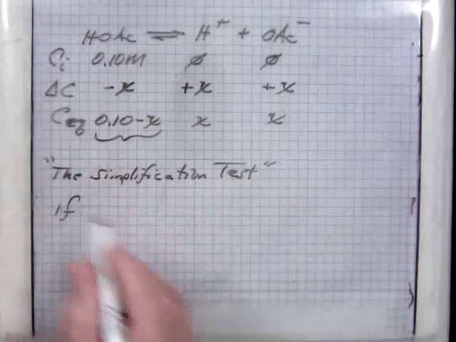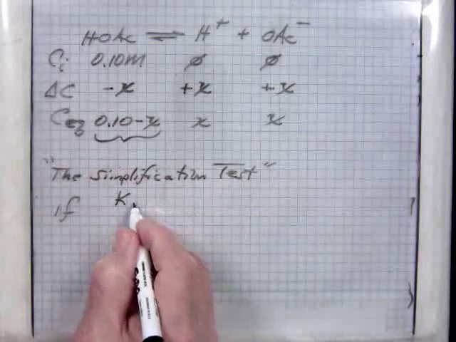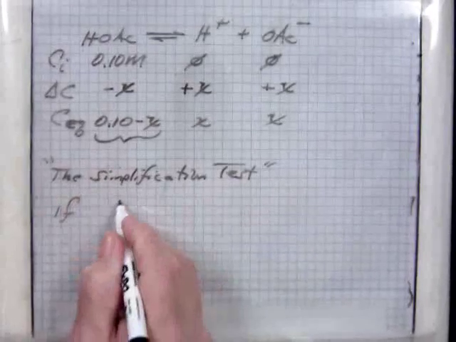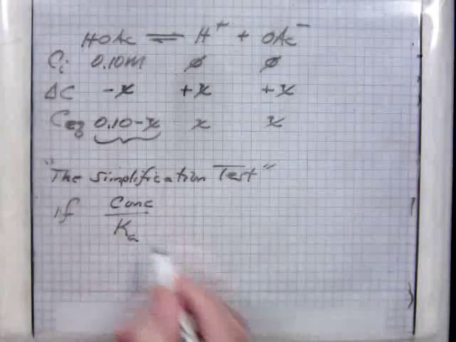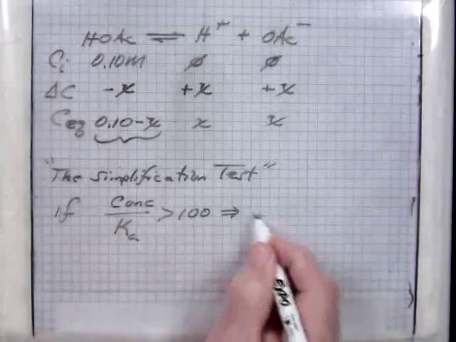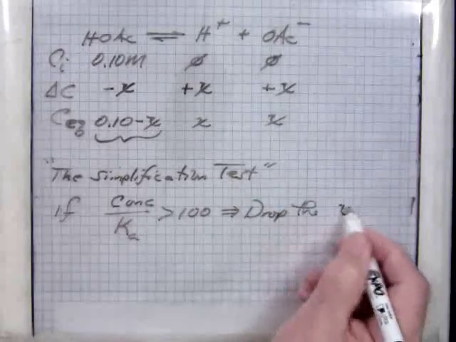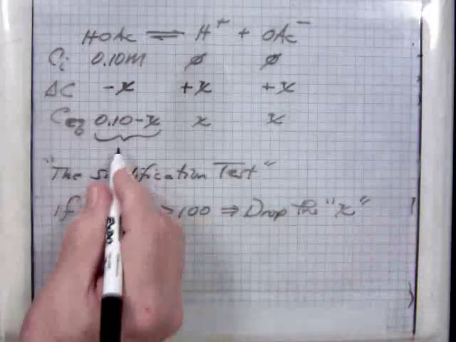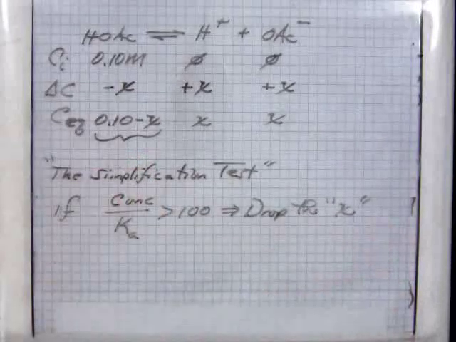If the concentration divided by the Ka value is greater than 100, then drop the x in this first column, and you won't have to put that into your calculation.